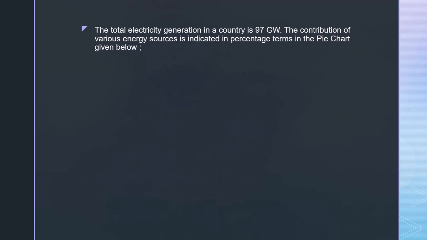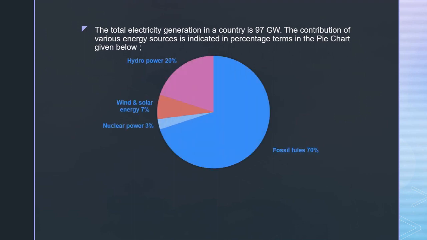The June 2012 data interpretation question is based on a pie chart. So what is the question? The total electricity generation in a country is 97 gigawatt. The contribution of various energy sources is indicated in percentage terms in the pie chart given below. From hydropower, 20% of the energy is generated. Wind and solar energy, 7% generated. From nuclear power, 3% energy generated, and from fossil fuel, 70% energy is generated.